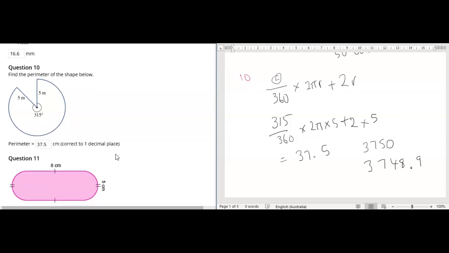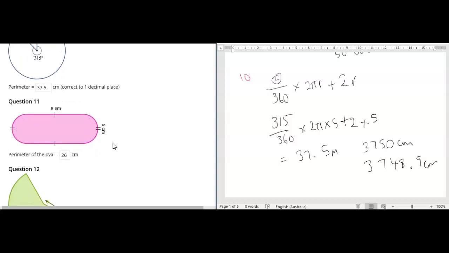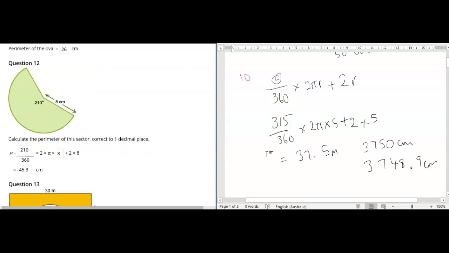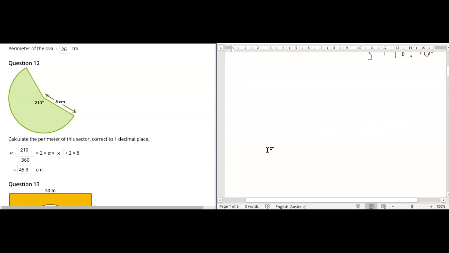All right, so that was in centimeters. So this answer was in meters. Come on, there we go. And this is your answer in centimeters. But I did accept 3750. All right, let's move on to question 12. So there's the answer for question 11. All right, so question 12, let's just scroll, so we've got a bit of space.